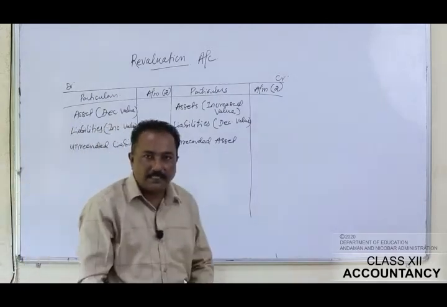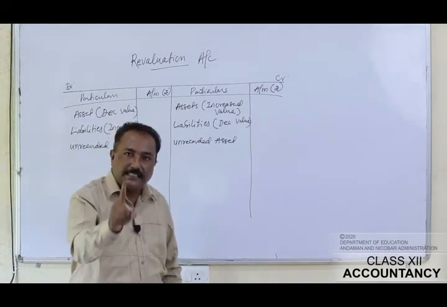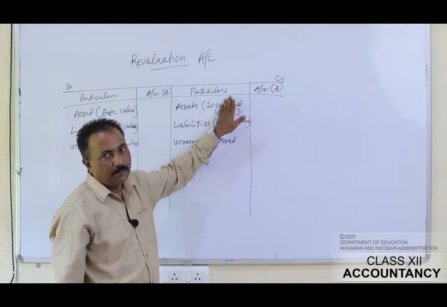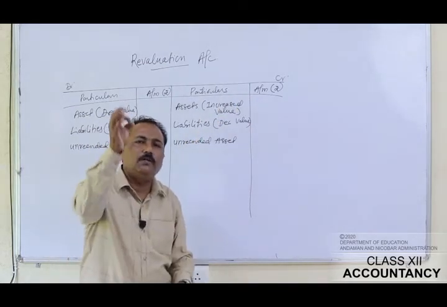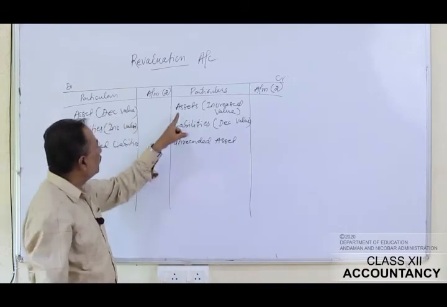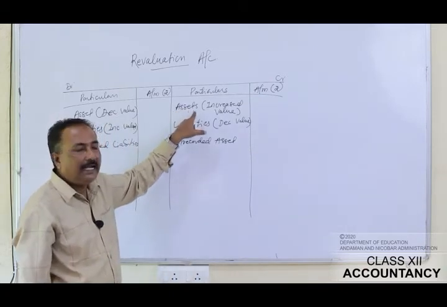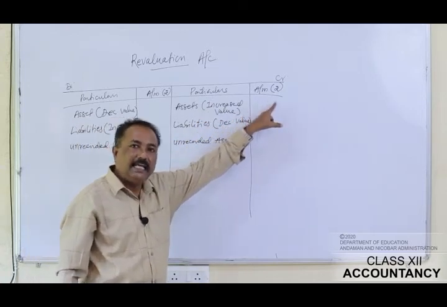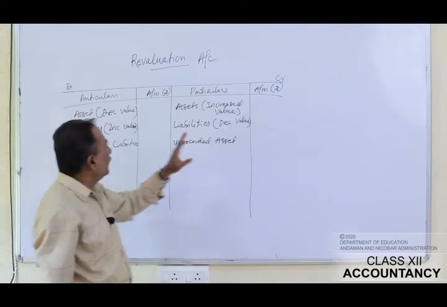So, we have talked about these things. I will repeat it once again. Whenever the value of assets increases, that has to be recorded on the credit side. By name you have to write. If suppose the value of land and building has increased, then you have to write down here as by land and building account, and the amount with which it has increased, that has to be recorded here.